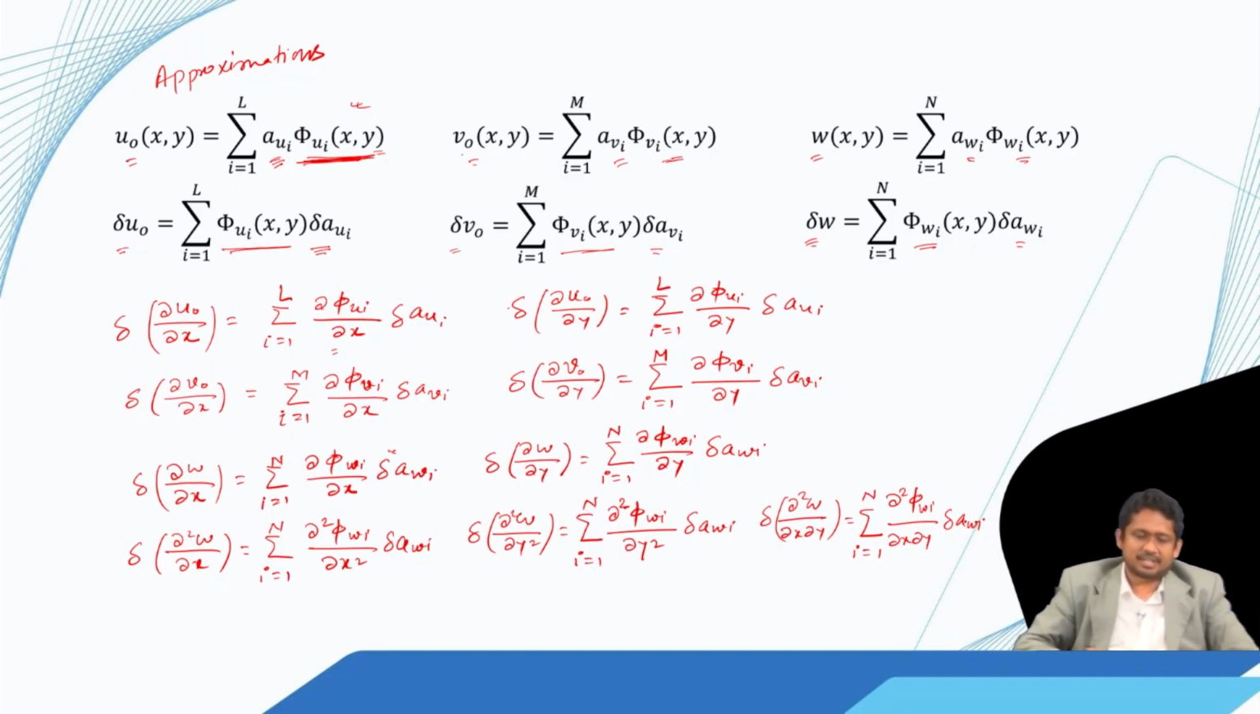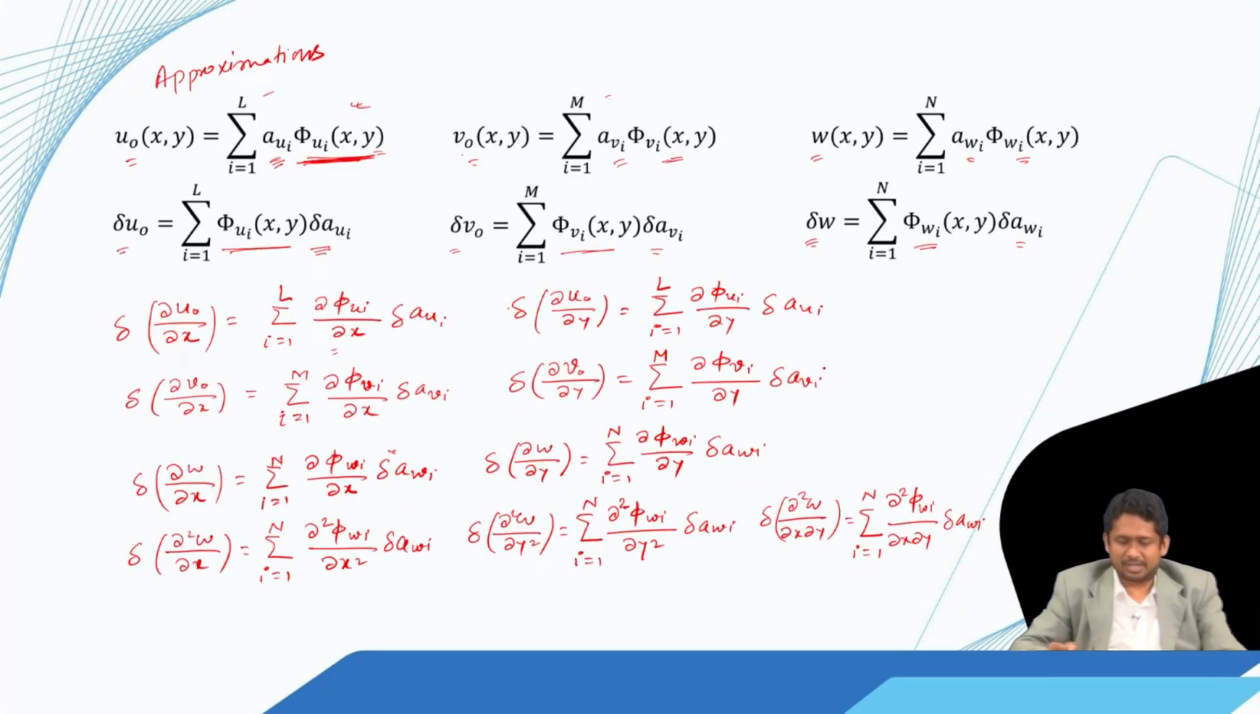And one thing to note is that we have not taken the same number of terms for u0, v0 and w. For u0 we have L number of terms, for v0 we have m number of terms, for w we have n number of terms. Now that is our choice, we can choose them to be the same also, we can choose L equal to m equal to n, or we can make different approximations.